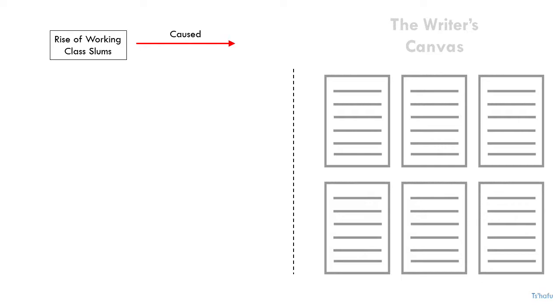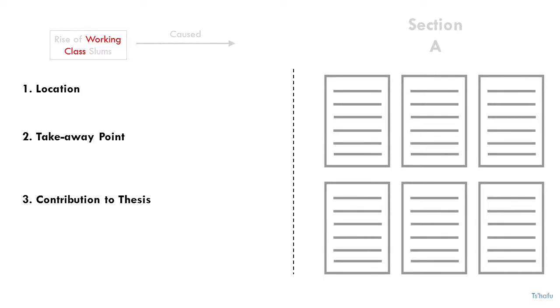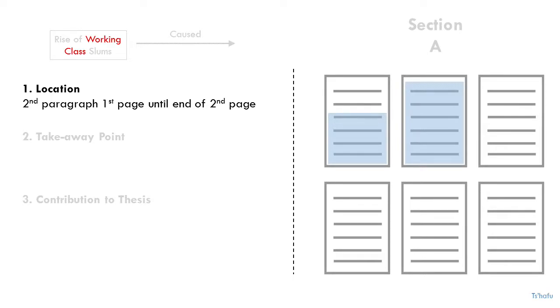So let's start with section A, the working class. And as we said before, we need to be able to address these three questions: the location, takeaway point, and contribution. So as for the location, let's say we can find it right here. Second paragraph, first page until the end of second page. Okay?